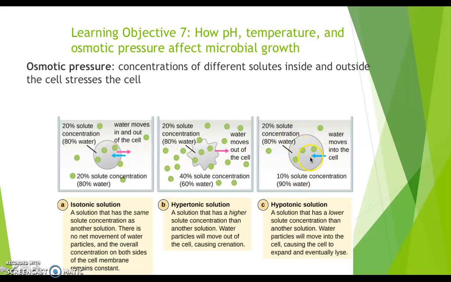Water is always going to move to try to even out concentrations. That's just how molecules move in nature. So in this case, unless the microbe has a way to stop that water or to kick it back out, water moves into the cell. The cell will eventually swell up and swell up and swell up, and it would eventually burst and kill the cell. So that's osmotic pressure.